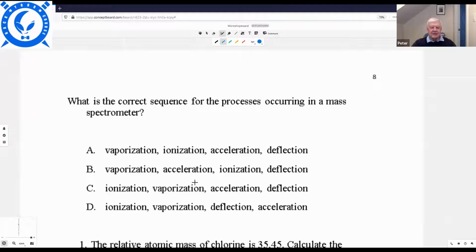Here's a favorite question from exams. What's the correct sequence for the processes occurring in a mass spectrometer? And sometimes they ask you to draw the picture of the mass spectrometer as it appears in the textbook.